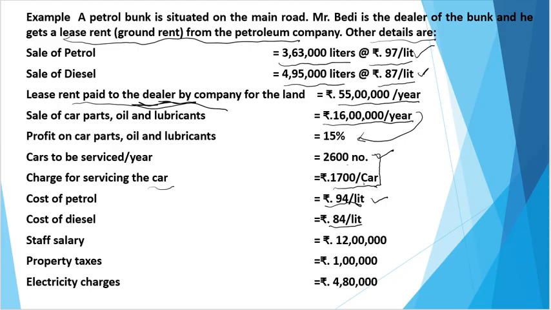Staff salary is given as 12 lakh annually. Property taxes are 1 lakh. Electricity charges are 4 lakh 80,000.